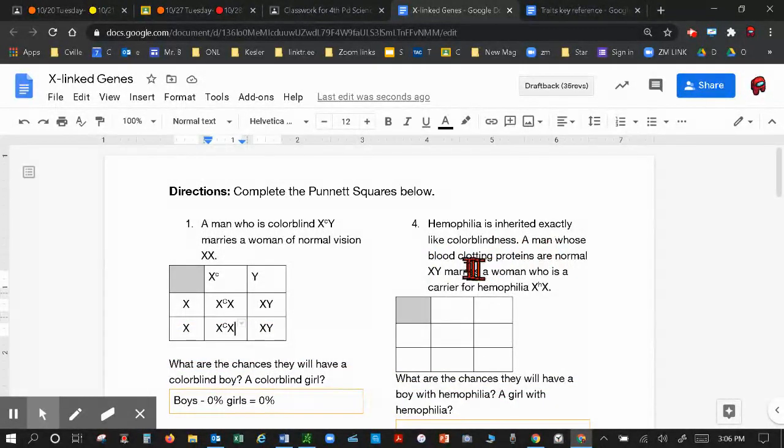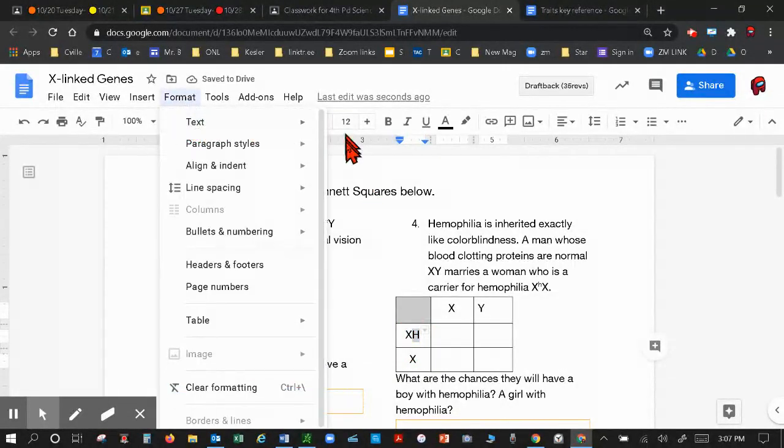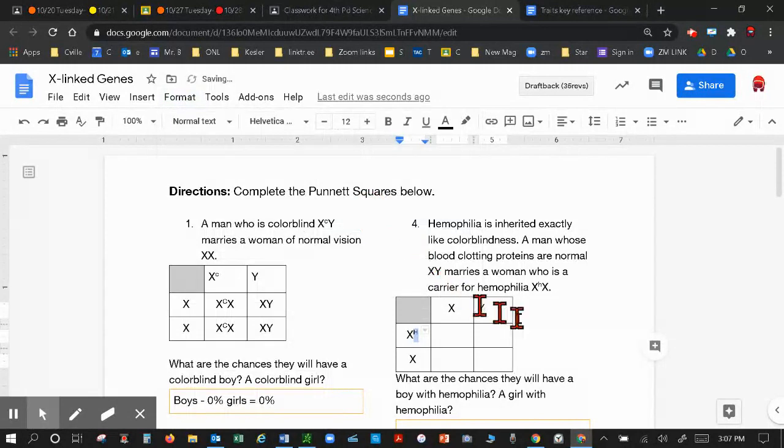If a man whose blood clotting proteins are normal, that means he's XY, marries a woman who is a carrier for hemophilia. So that's X, H, and then X. Remember, the female chromosomes are XX. And so I'm going to make that superscript, text, boom, got that done.